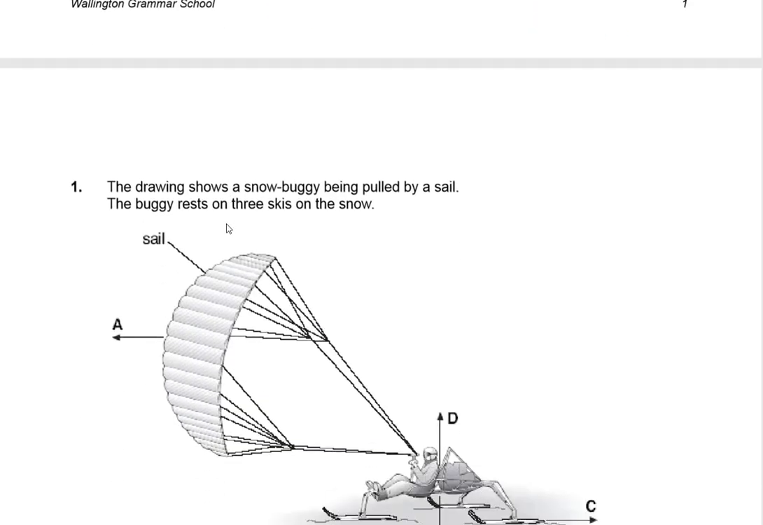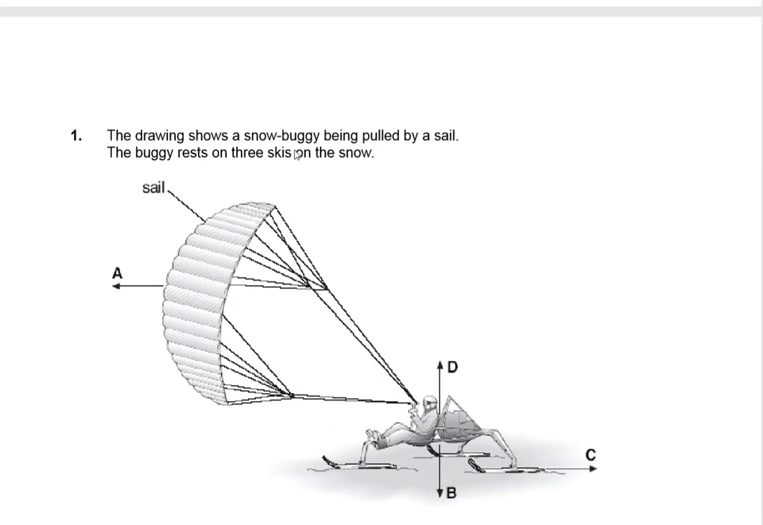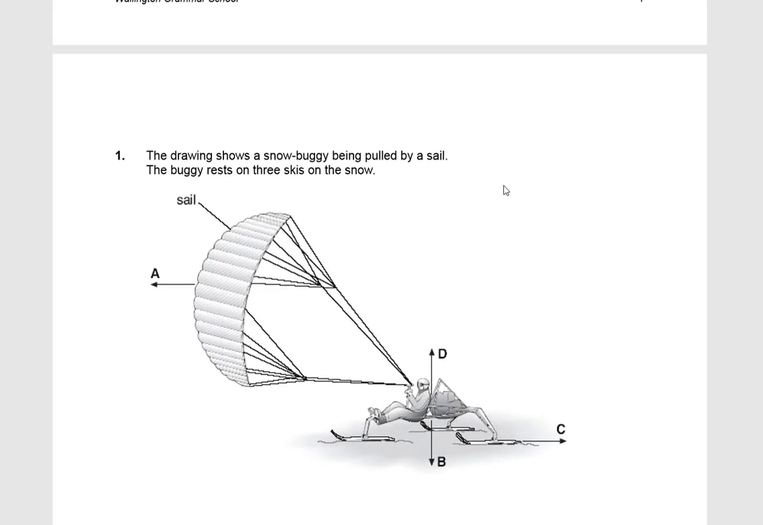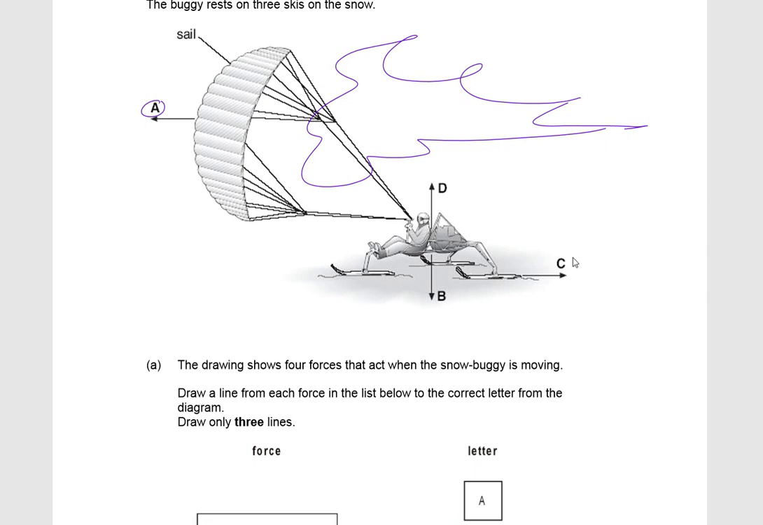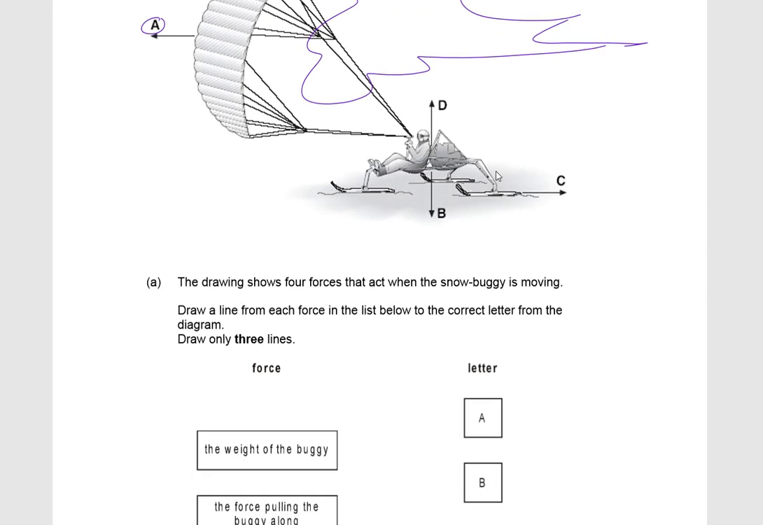Now let's go for question one. Question one we have is a snow buggy being pulled by a sail. The buggy rests on the ski, so pretty much in the snow. Now what we have is this one going forward. So this is pretty much the wind, that is pushing the sail forward. Now what we have is some sort of C. Now C is going to be friction, because the friction of the ski on the snow.